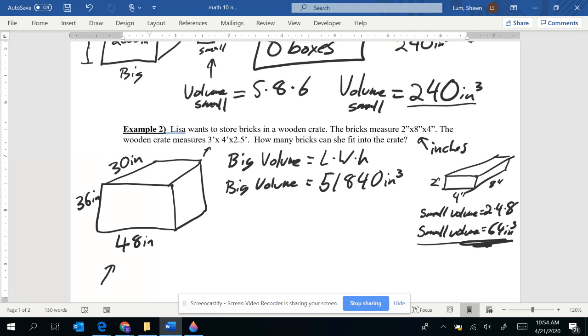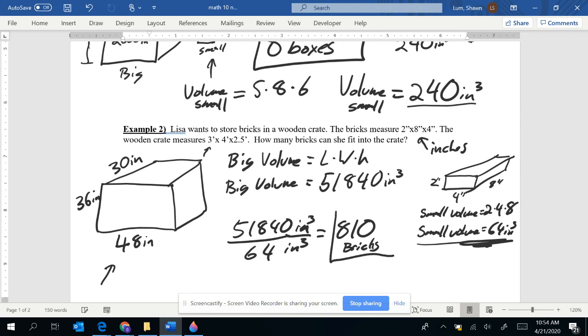Well, we're going to do the exact same thing and figure out and divide these. So I'm going to go 51,840 over 64 inches cubed. So 51,840 divided by 64 equals, and we get 810 bricks. That's a lot. Okay, so 810 bricks can fit inside of this crate.